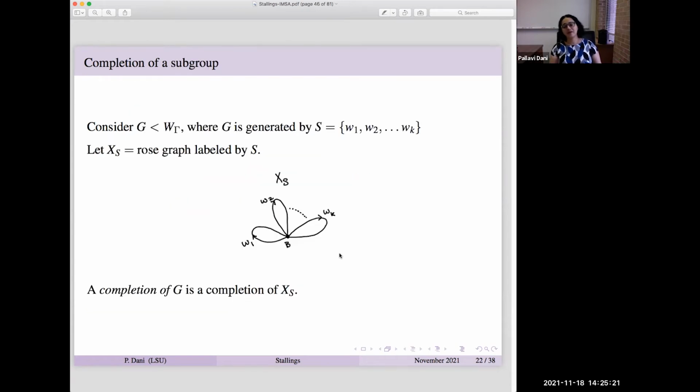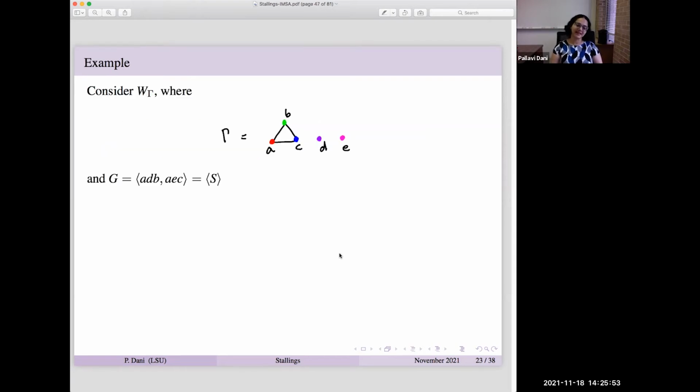Okay, and now we want to talk about how this relates to subgroups of a right-angled Coxeter group. So if you look at a subgroup given by some finite generating set, then again, just like in the free group setting, you can start with a rose graph with the labels of the rose graph being the generators of the group. And then you can start performing these moves and get a completion of this X_S. And a completion of the group is just a completion of this object X_S. So let's do an example.